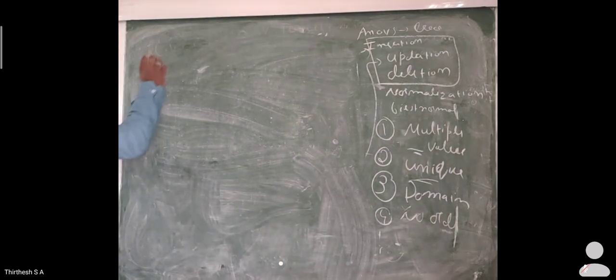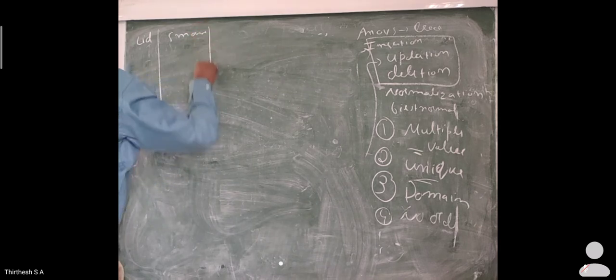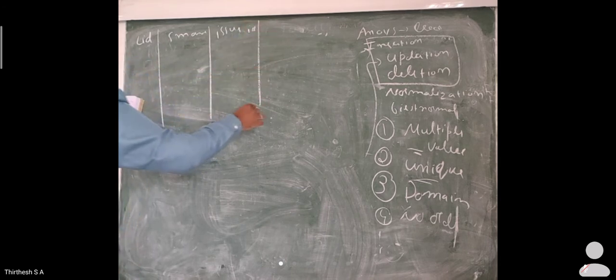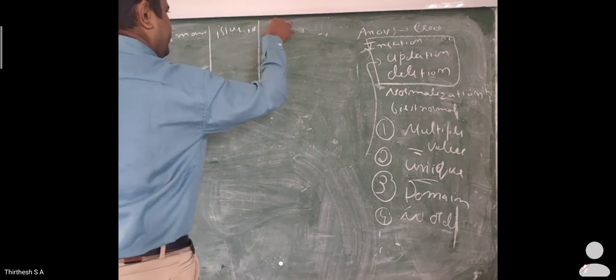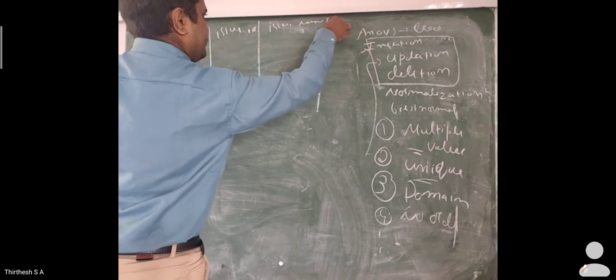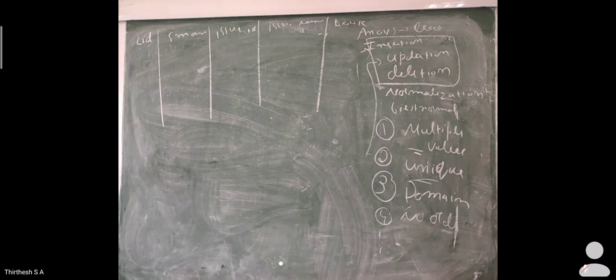Okay. So what happens here is: library ID, sname, issue ID, issue name, and book. Okay, these are my attributes.